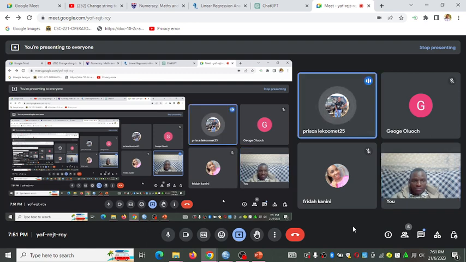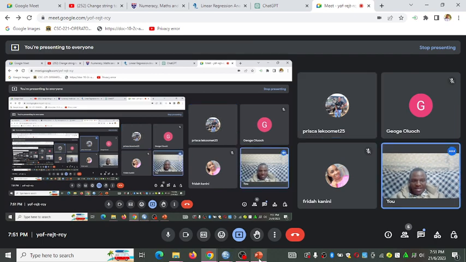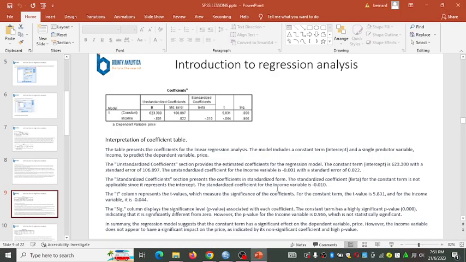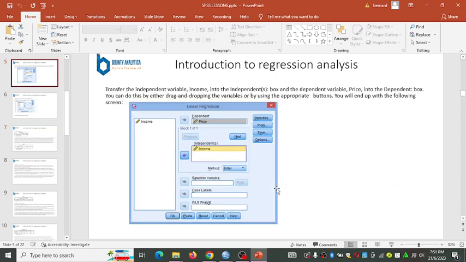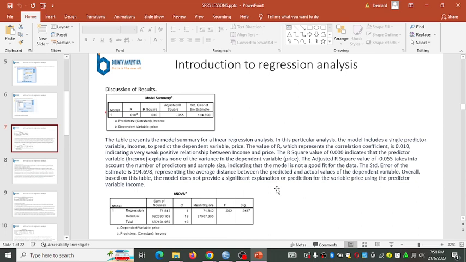So the dependent was the income or the price? Independent. Dependent. Let's go back. Independent was the income. The dependent was the price. Okay, thank you.